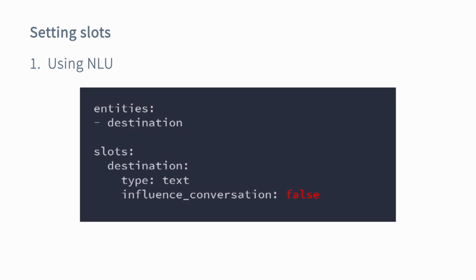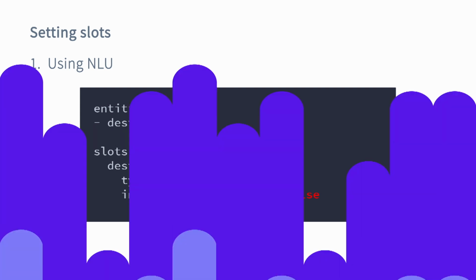There are two ways of how slots can be set using Rasa. One of them is using NLU, and this is where slots can be connected to entities. If you have an entity that is named exactly the same way as one of your slots, the value of that specific entity can be used to automatically fill in that specific slot. There are specific additional configurations that you can add to modify this behavior, but this is a very simple way to fill in slots using NLU models.